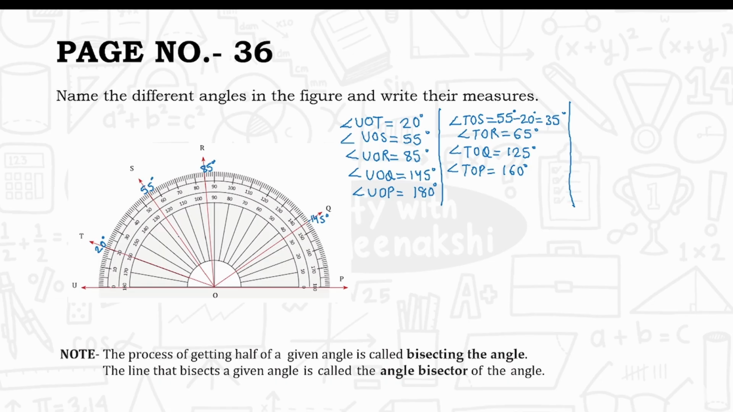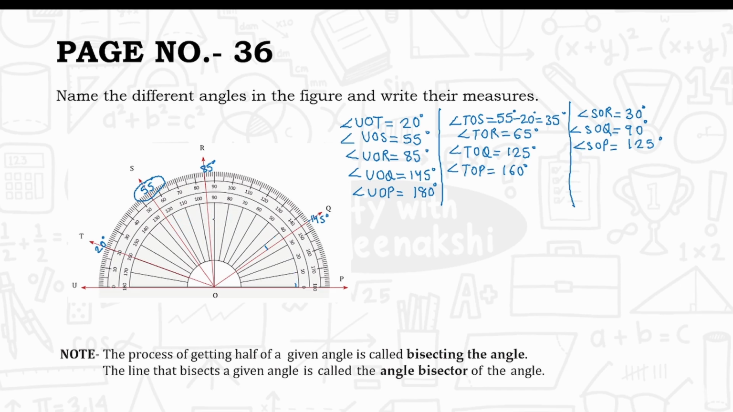Now I will start from S: SOR, SOQ, and SOP. So SOR, SOQ, and SOP. Now we have to subtract 55 degree from all. So 85 minus 55, that is 30 degree. 145 minus 55, that's 90 degree. And 180 minus 55, that is 125 degree. Now I will rub this.